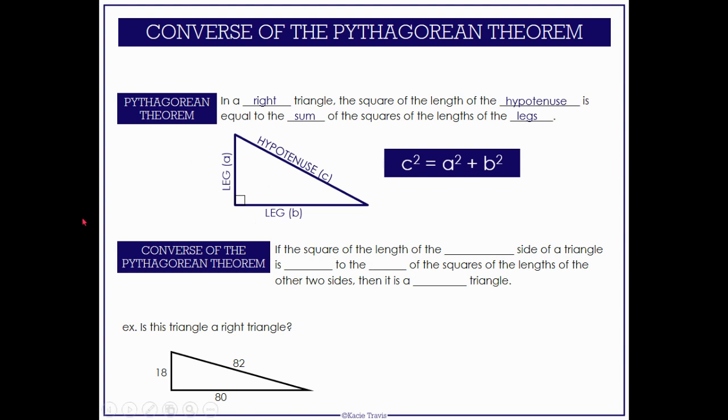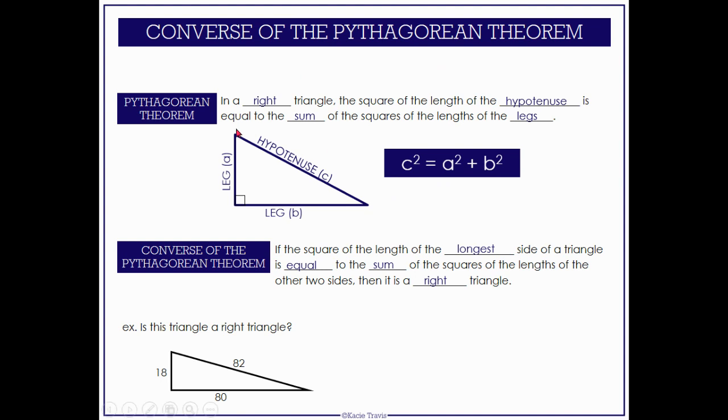All right. Now, let's talk about the name of the new thing that we're talking about, the converse of the Pythagorean theorem. If the square of the longest side of a triangle is equal to the sum of the squares of the other two sides, then that makes it a right triangle.